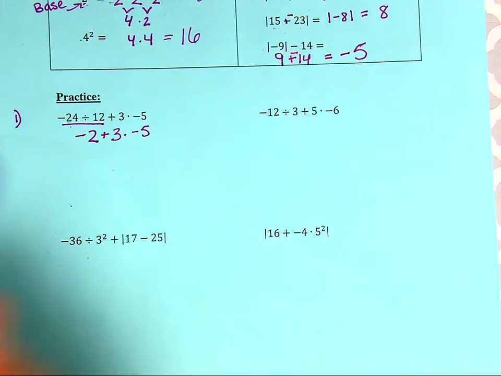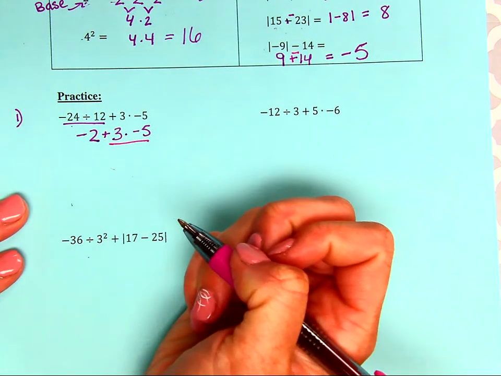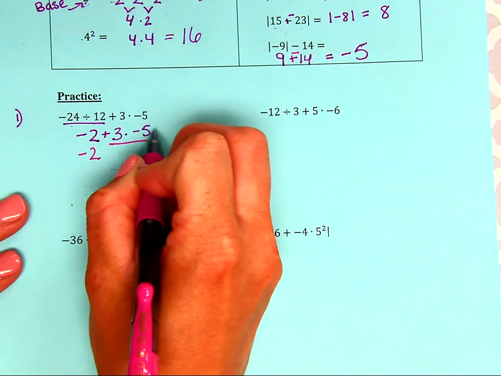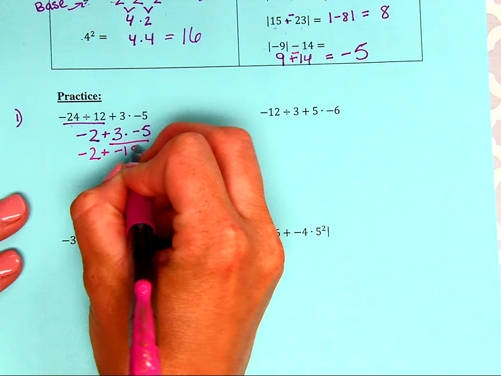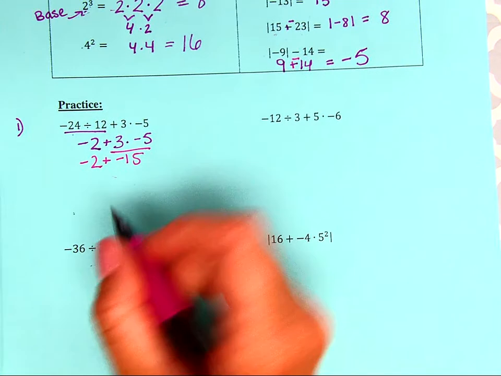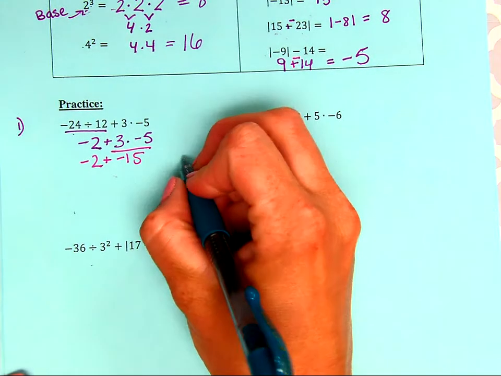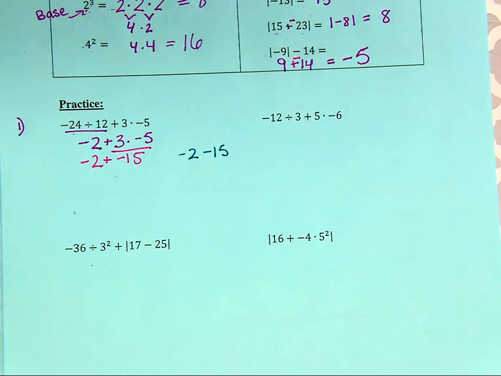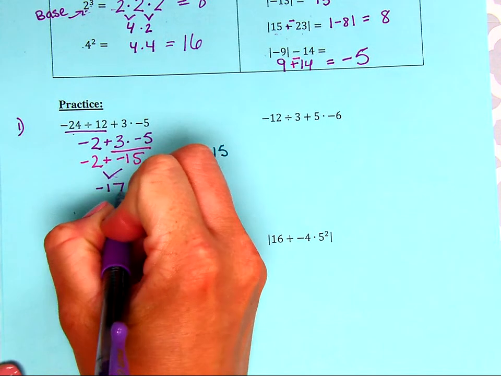Next step, we're going to underline what we're going to do, which is that multiplication. So this negative 2 just comes down, and we do 3 times the negative 5, which gives us negative 15. Now, I put negative 2 plus negative 15. If you wrote this step as negative 2 subtract 15, that is the same thing, so that is okay. Then we just have our last step to give us negative 17 as our final answer.